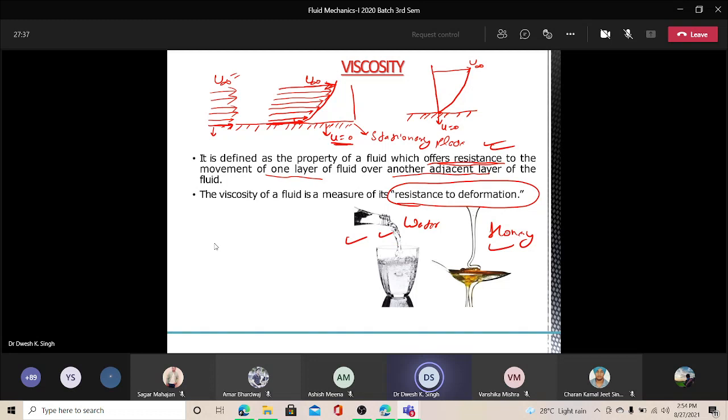Water can come out of the bottle with a very small tilting angle, but with honey or any sauce, like tomato ketchup, you will find that you need to move the bottle a lot because they are very viscous. So more viscosity means there is more resistance to deformation. They deform very little. This is the viscosity property, and every fluid has its own viscosity value. However small it is, like air has a very small viscosity, but yes, it has some viscosity.